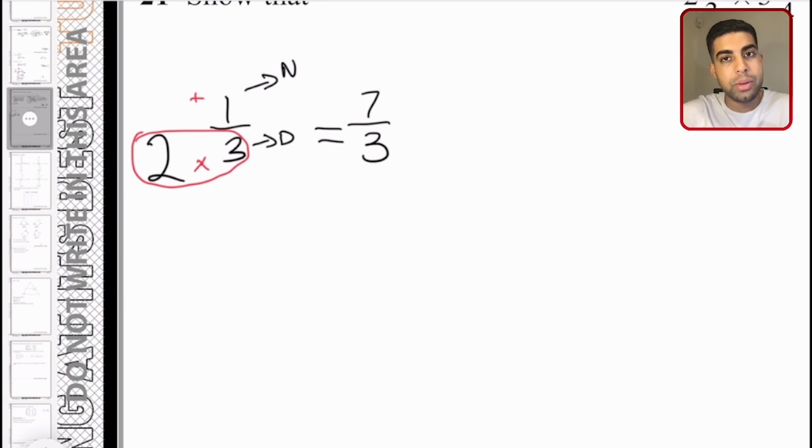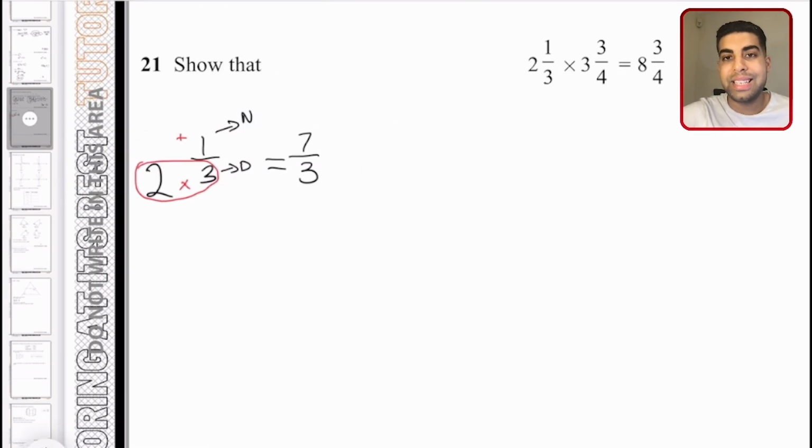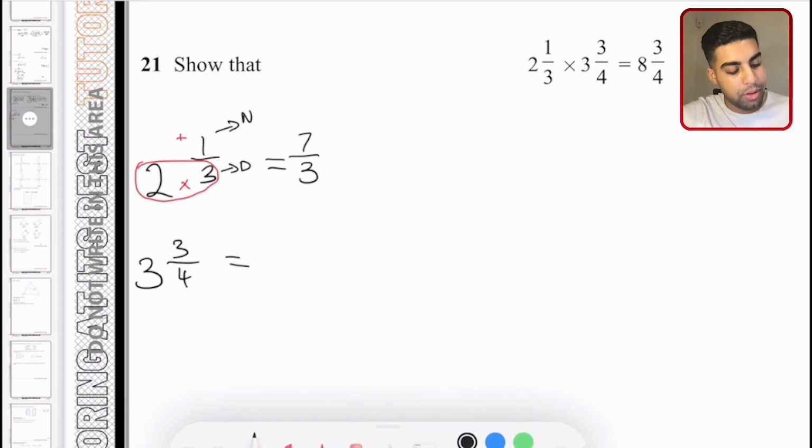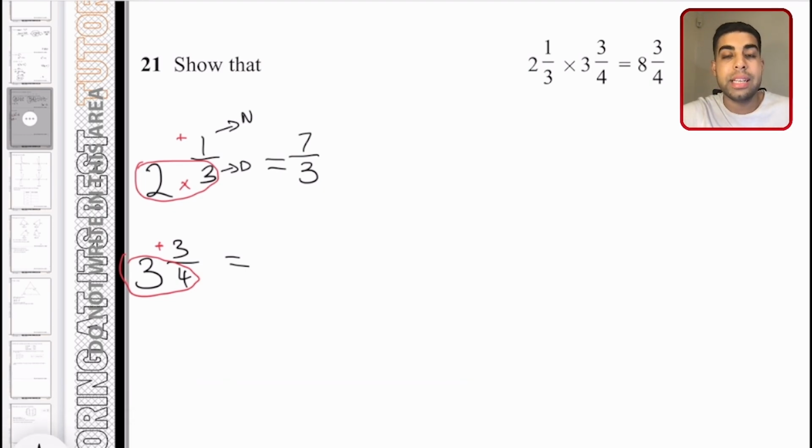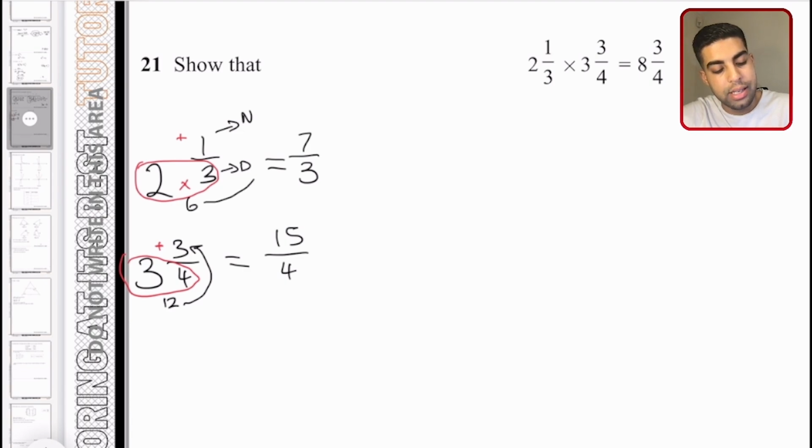So we've done it for the first one. So let's now do this with our second fraction. So we have 3 and 3 over 4. So again, let's multiply our denominator with our whole number. 3 times 4 is 12. And then let's go ahead and add the 3. And that gives us 15. So we should now have 15 over 4. So 3 times 4 is 12, plus the 3 is 15. Just as we did 2 times 3 is 6, and then plus the 1, which gives us 7.